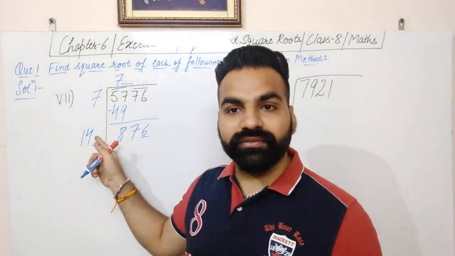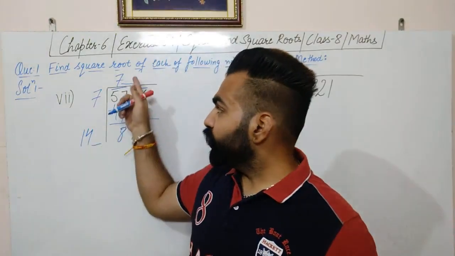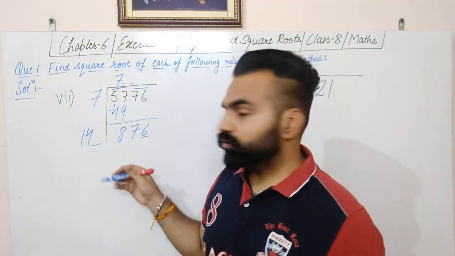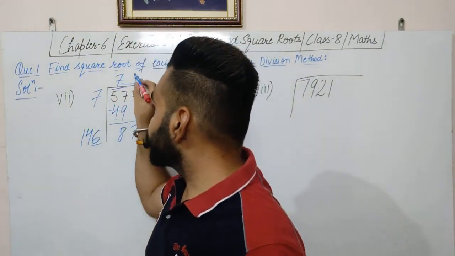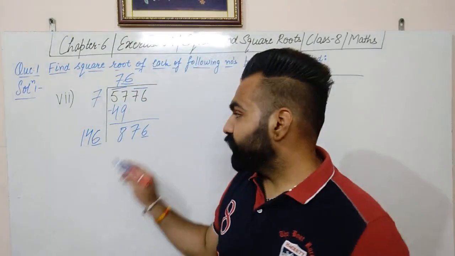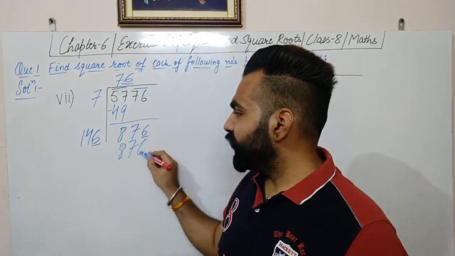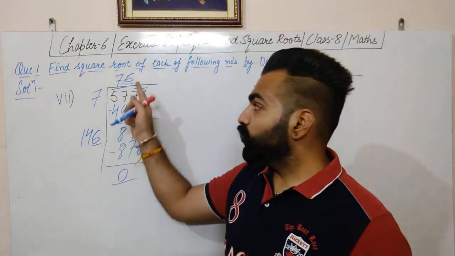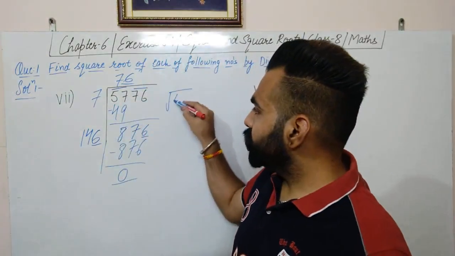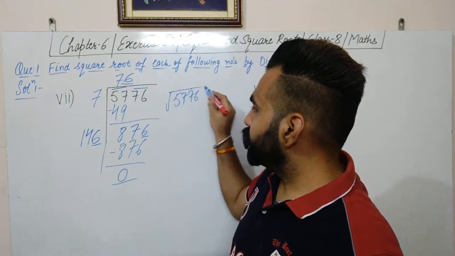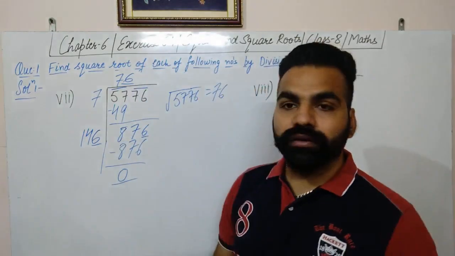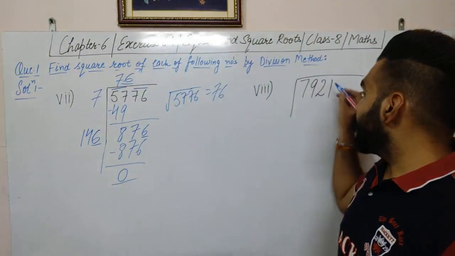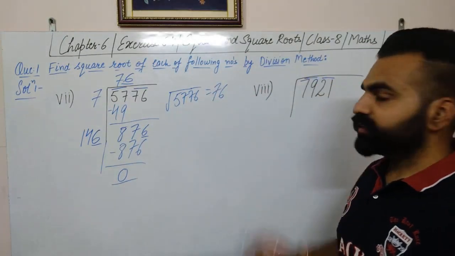First of all let us check for 4. So 144 into 4 will be less than 876. So we will check again for 6, and for 6 it will be exactly equal to 876. The remainder will be 0, and the quotient will be the required square root. Clear?